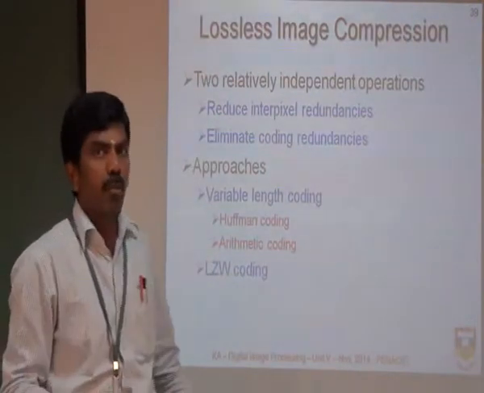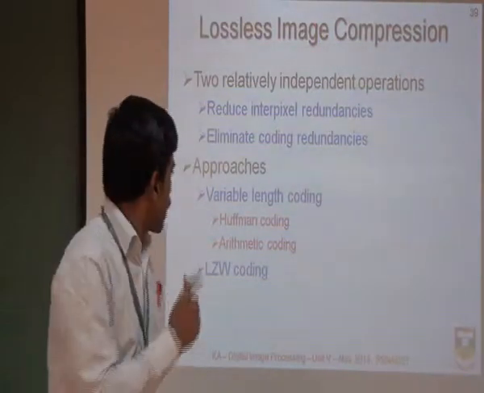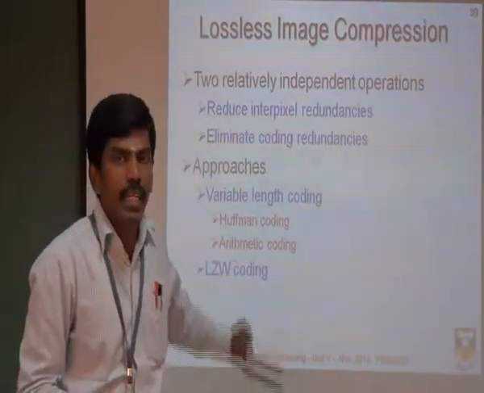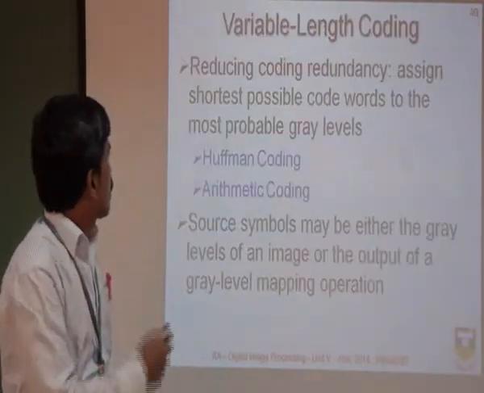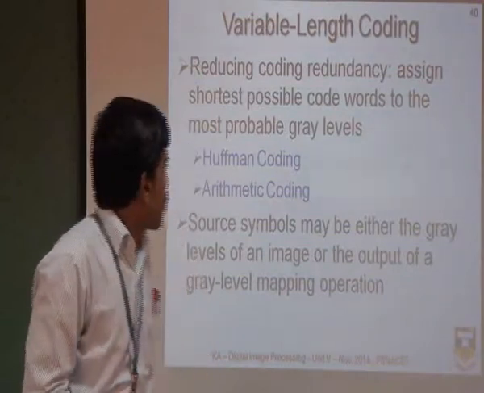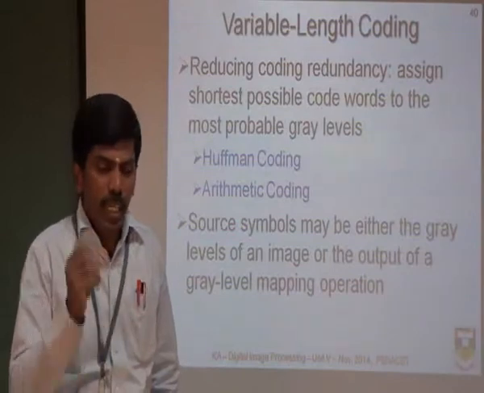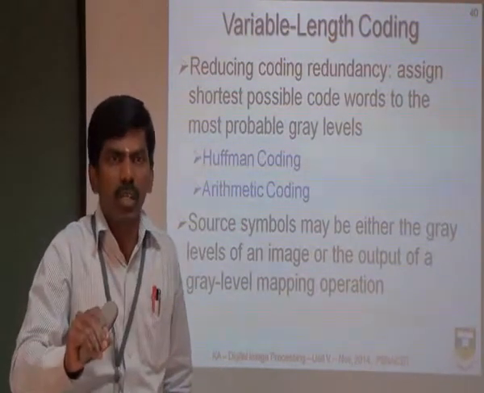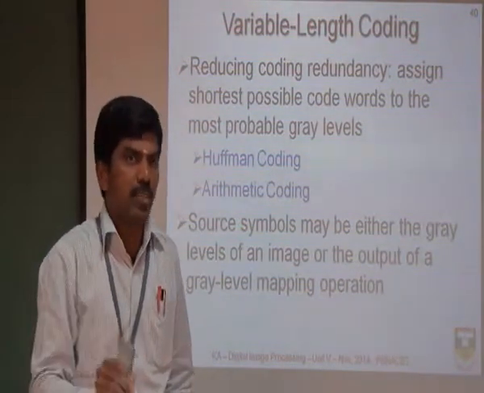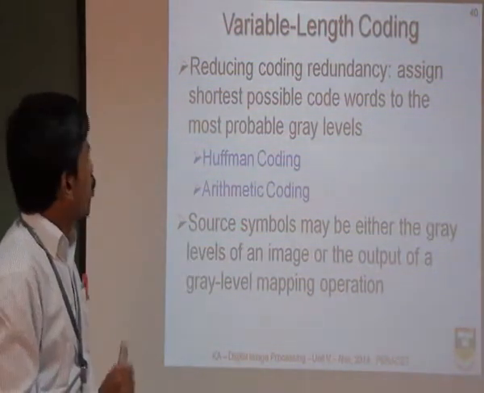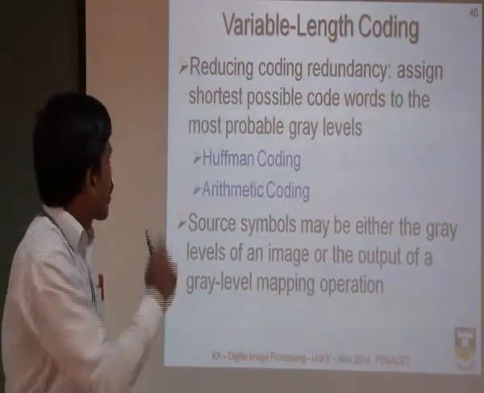There are different approaches we can use. One is variable length coding, that is Huffman code, arithmetic code, and LZ code. These are the three techniques used for error-free or lossless compression. Variable length code reduces coding redundancy by assigning the shortest possible code to the most probable gray levels. Huffman code and arithmetic code are examples of variable length code.